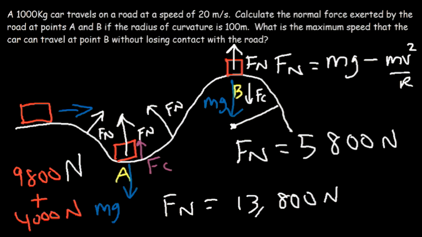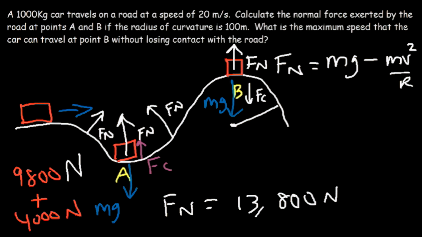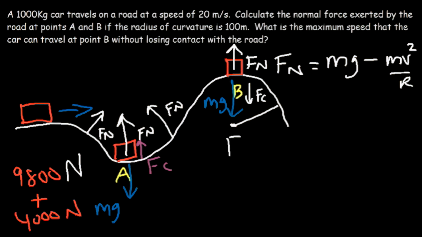Now, how can we answer the last part? What is the maximum speed that the car can travel at point B without losing contact with the road? So once it loses contact with the road, there's no more normal force. Normal force is a contact force. If the road is not in contact with the car, the road cannot exert a normal force on the car. So to find the maximum speed, we need to set the normal force equal to 0, and that's at the top.